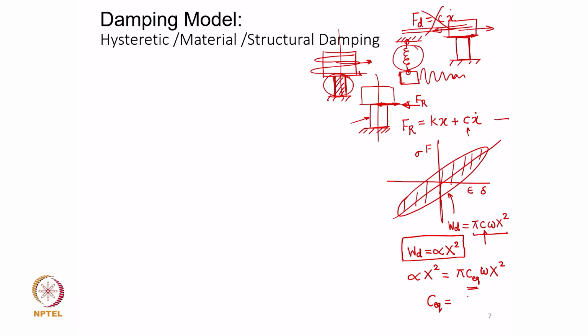With that, we can see that the expression for C equivalent turns out to be alpha over pi omega. Okay. So, that is the expression for an equivalent viscous damping coefficient, obtained by equating the energy dissipated in case of hysteretic damping to the energy dissipated expression from the pure viscous damping case. Now, we can write the restoring force F r to be equal to K into x.